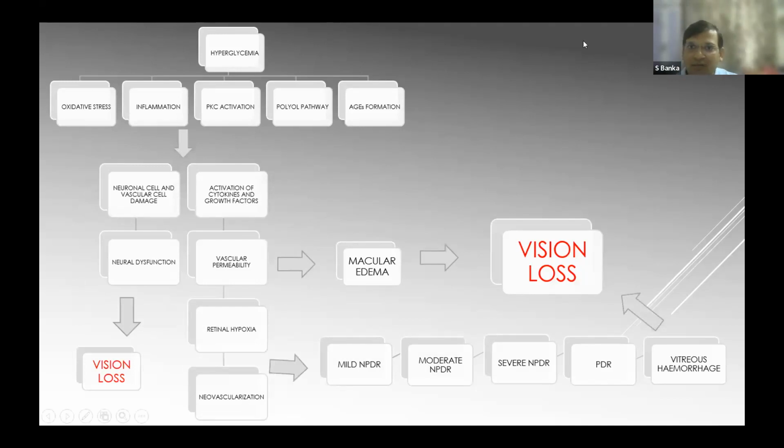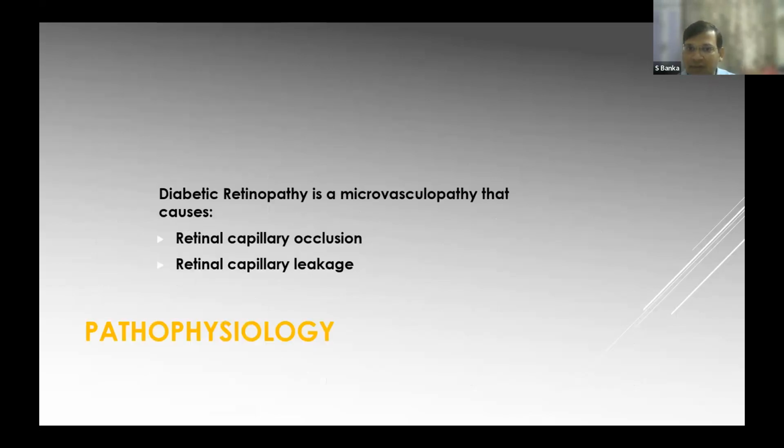This flowchart, in a simplified manner, depicts how hyperglycemia or uncontrolled diabetes is related to vision loss. Basically, there are three reasons for vision loss in a patient with diabetic retinopathy. One is macular edema, one is the neural dysfunction due to hyperglycemia, and another is the vitreous hemorrhage. These three are the main reasons why patients get vision loss in diabetic retinopathy.